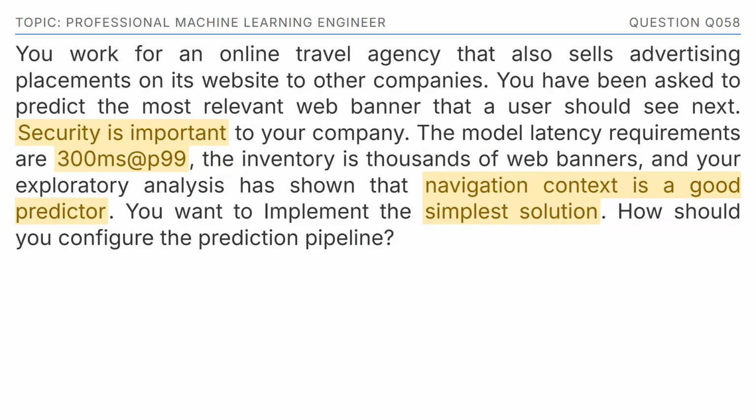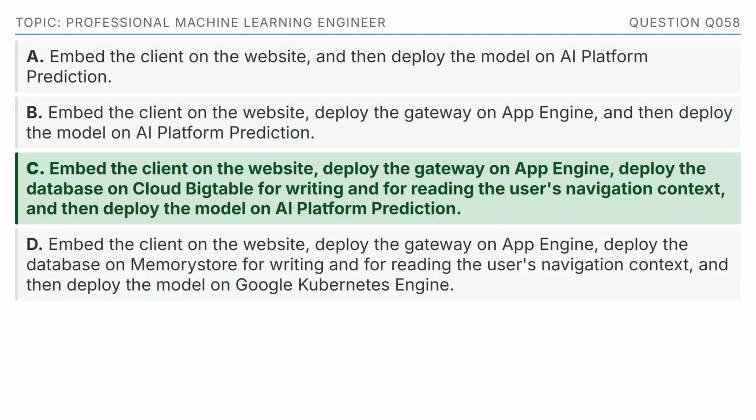To arrive at the correct answer, we focus on the keywords. Security is important, 300 ms at P99, navigation context is a good predictor, simplest solution. The correct answer is option C. Embed the client on the website, deploy the gateway on App Engine, deploy the database on Cloud Bigtable for writing and for reading the user's navigation context, and then deploy the model on AI platform prediction.